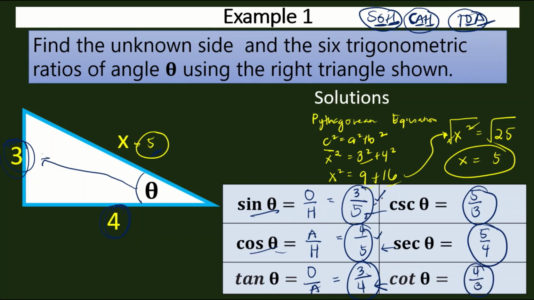So, 3 over 5, 4 over 5, 3 over 4, 5 over 3, 5 over 4, and 4 over 3. Yun ang 6 trigonometric ratios ng ating triangle. And these are now the final answers.